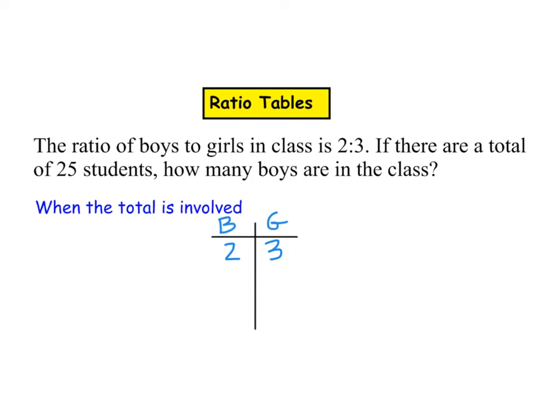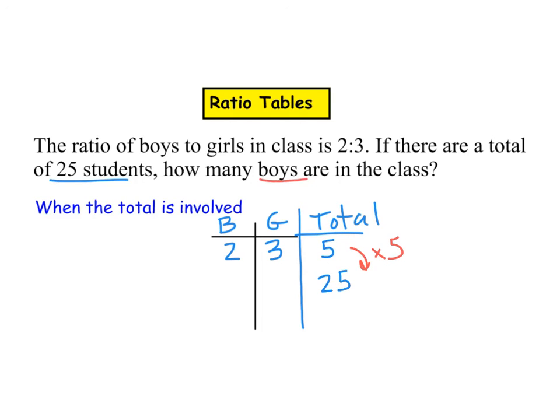So it's not the boys and it's not the girls, but it's the combination of the two. So I'm actually going to add another column to my ratio table. This is for the total. If there are 2 boys for every 3 girls, that means that the total is 5. And I know I want to get to a total of 25 students. So I'm going to put 25 underneath the total. And I'm going to put the 25 underneath the 5 because I know that I can multiply 5 by 5 in order to get to 25.